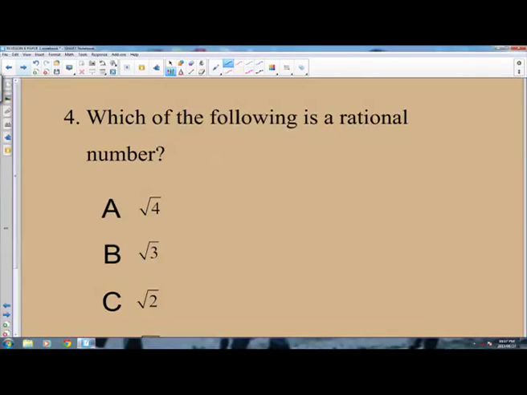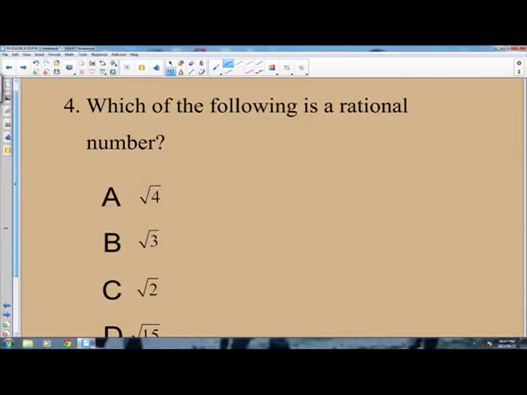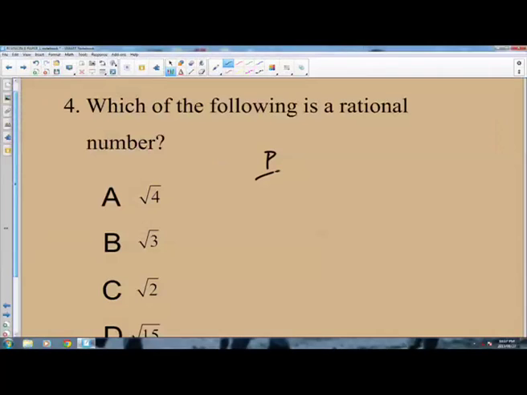And then question number 4 says, which of the following is a rational number? So before you can answer this question, you need to know what a rational number is. Rational numbers are numbers which can be expressed in the form P over Q.